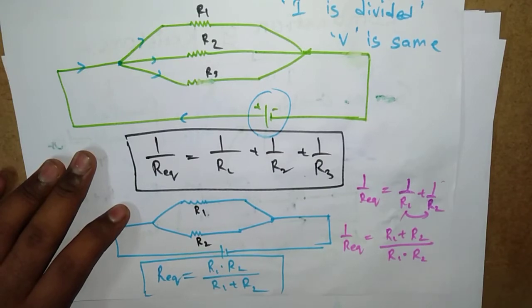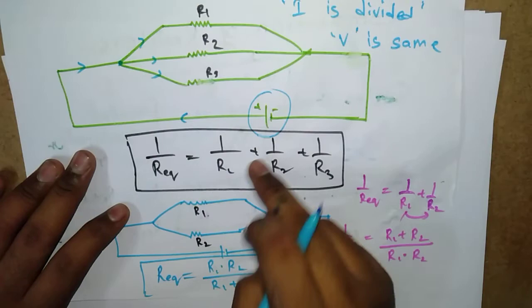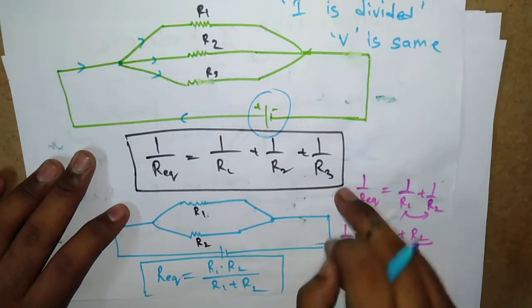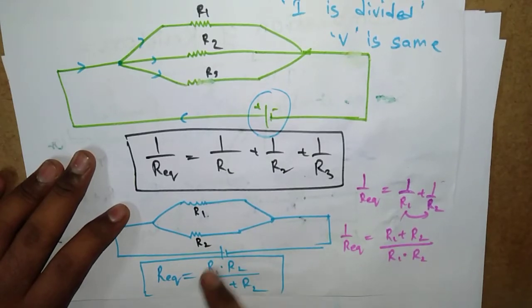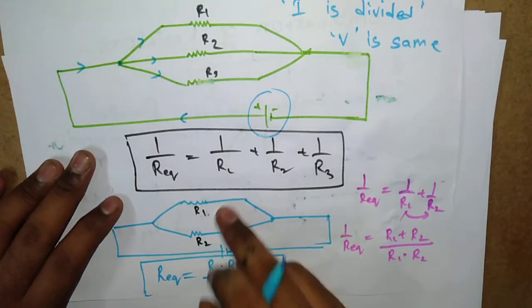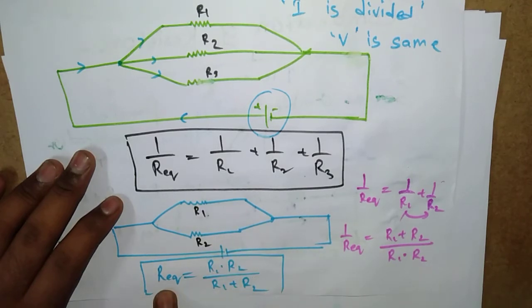Okay, if you have 3 resistors, 1 by R1 plus 1 by R2 plus 1 by R3. 4 resistors in parallel, 1 by R1 plus 1 by R2 plus 1 by R3 plus 1 by R4. Okay, if two resistors are connected in parallel combination, then the equivalent resistance R equivalent is equal to R1 into R2 divided by R1 plus R2. So this is the series and parallel combination.